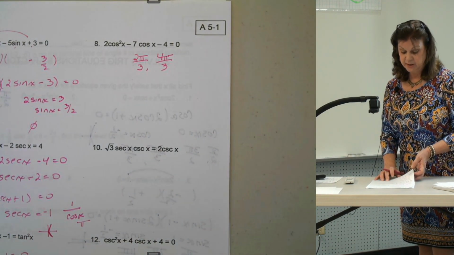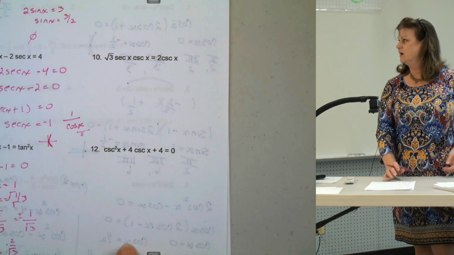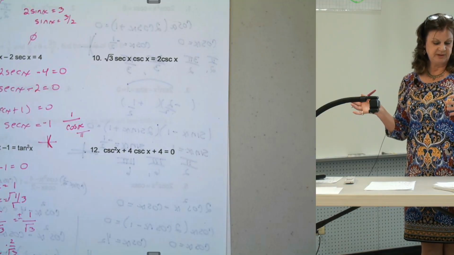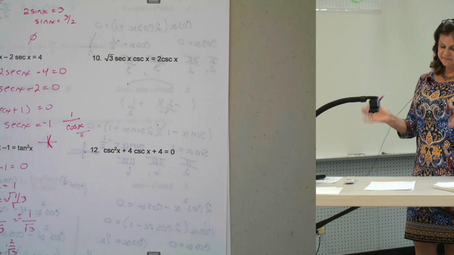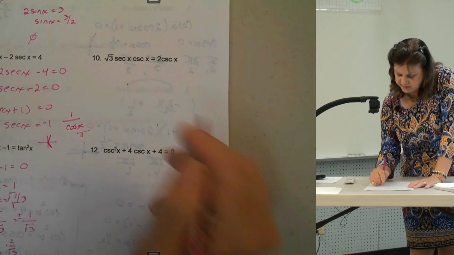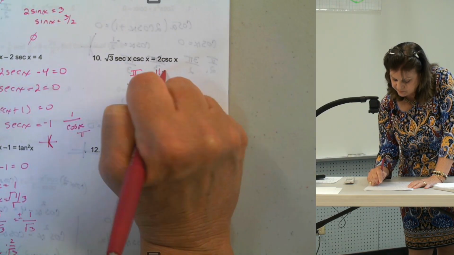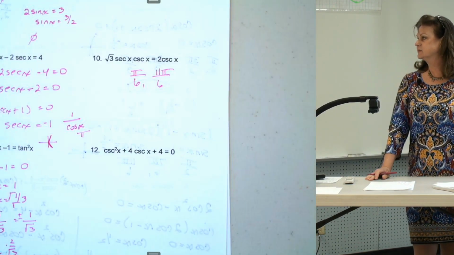Yuck, look at 10. Root 3 secant cosecant minus 2 cosecant. All right, get all your like terms together, right? We've got cosecants on both sides. Factor out your common term. And once you're done, you're going to end up with pi over 6 and 11 pi over 6.